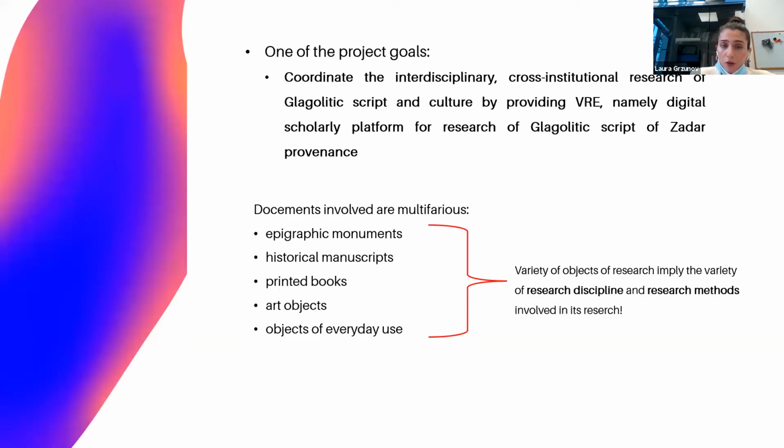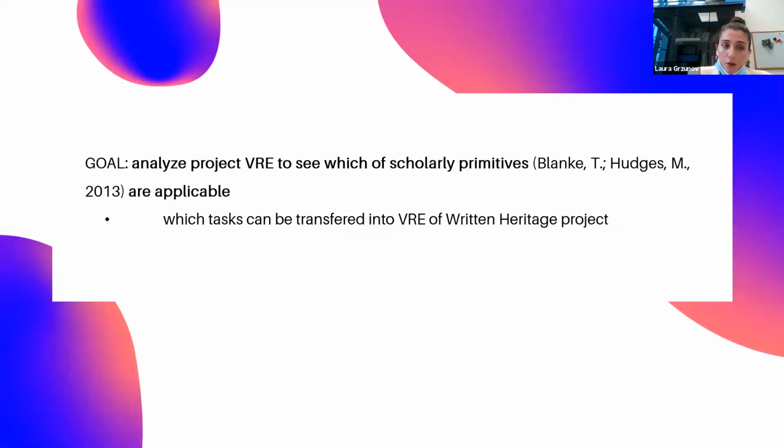One of the project goals was to coordinate the interdisciplinary, cross-institutional research of Glagolitic script and culture by providing a virtual research environment, namely a digital scholarly platform for research of Glagolitic script of Zadar provenance. So our goal was to analyze the project's virtual research environment to see which of those previously mentioned scholarly primitives are applicable and which tasks can be transferred into the virtual research environment of the Written Heritage project.